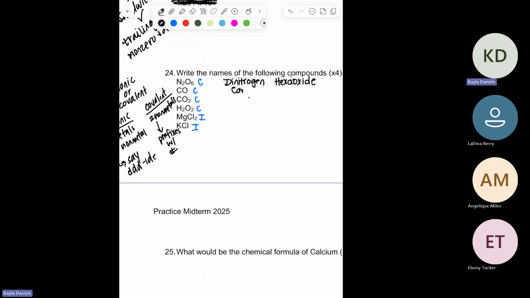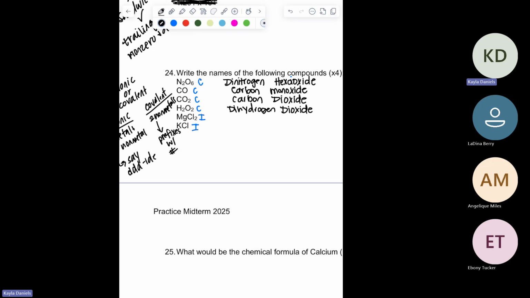CO, carbon monoxide. Subscripts of 1 were the weird one. If they have subscripts of 1, you leave mono off the first element but not the second. CO2, carbon dioxide. H2O2, dihydrogen dioxide.